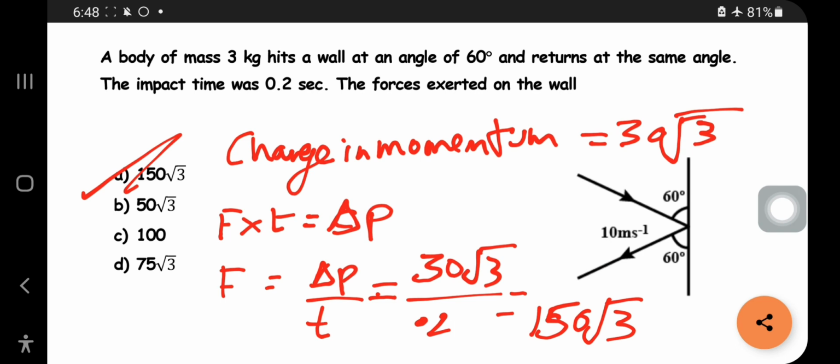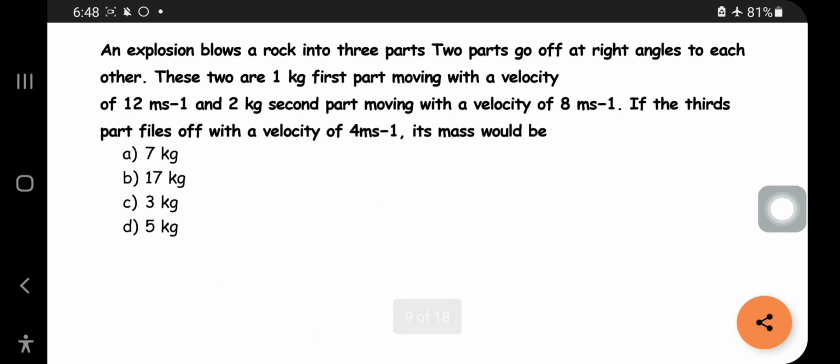So let us move to the next question. The next question is related to the change in momentum. An explosion blows a rock into 3 parts. 2 parts go at right angles to each other. These two are: the 1 kg first part moving at a velocity of 12 meter per second, and the 2 kg part moving at a velocity of 8 meter per second. If the third part flies off with a velocity of 4 meter per second, the mass would be?